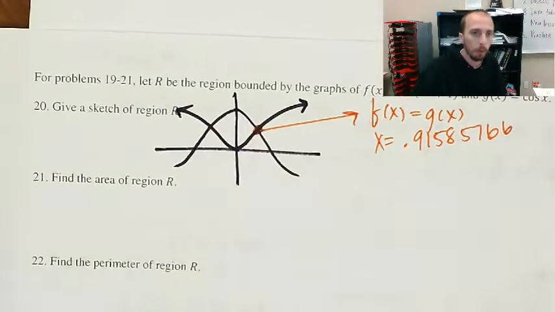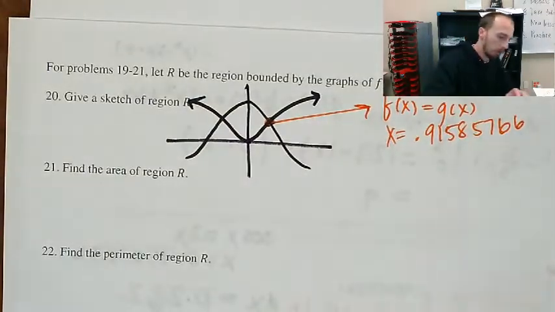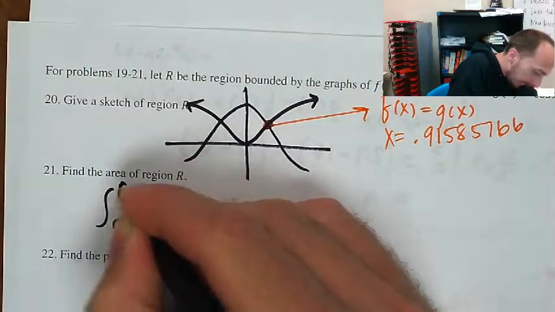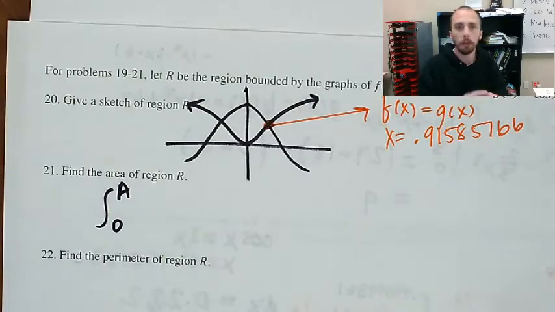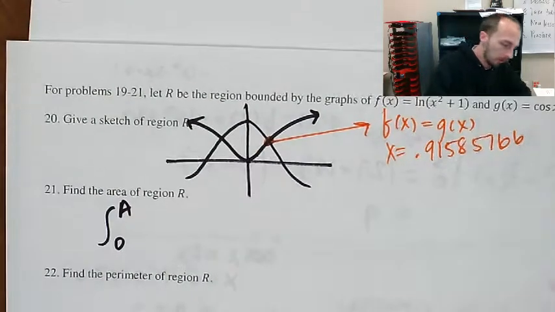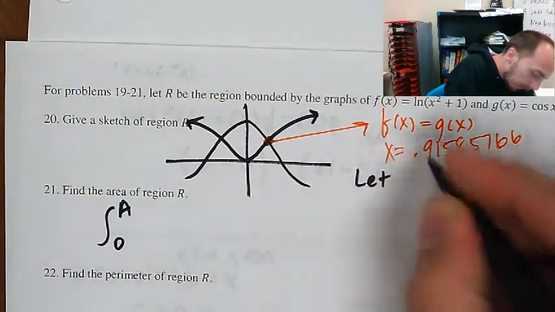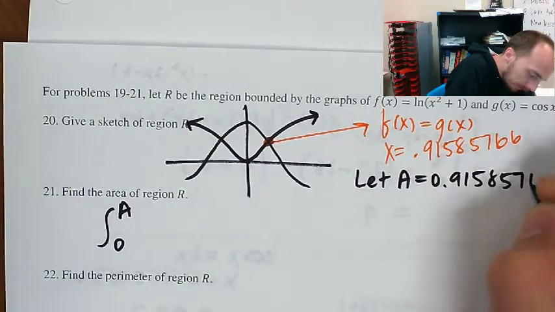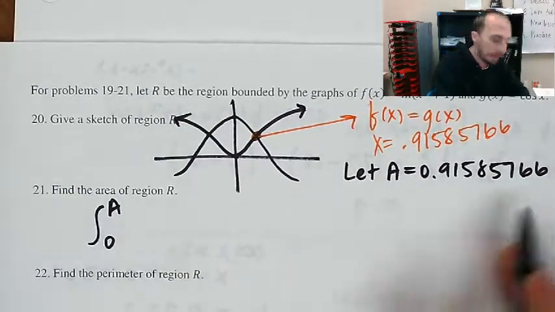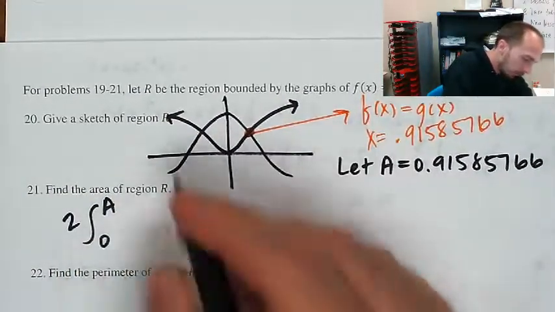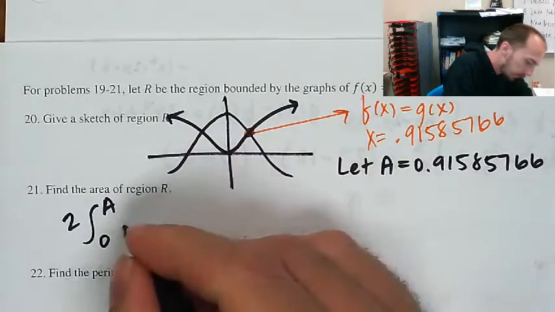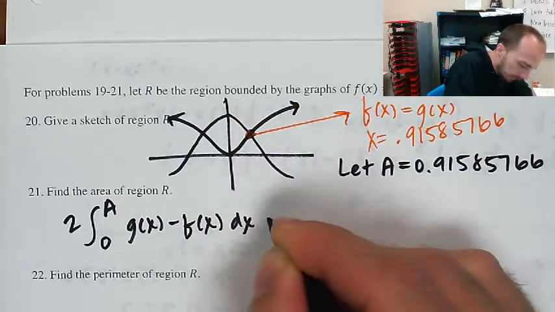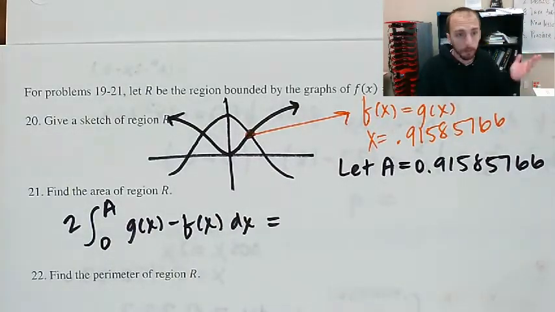So now we're going to integrate from 0 up to A. On the test or in the free-response section of your AP exam, be very explicit: let A equal 0.915857766. Then we can say it's twice the integral from 0 to A of cosine x, so g of x minus f of x, dx. And that's going to equal, well, we'll find out what that equals.